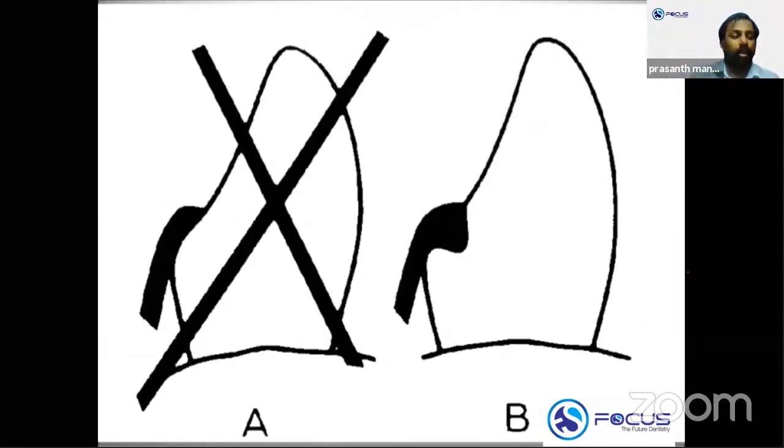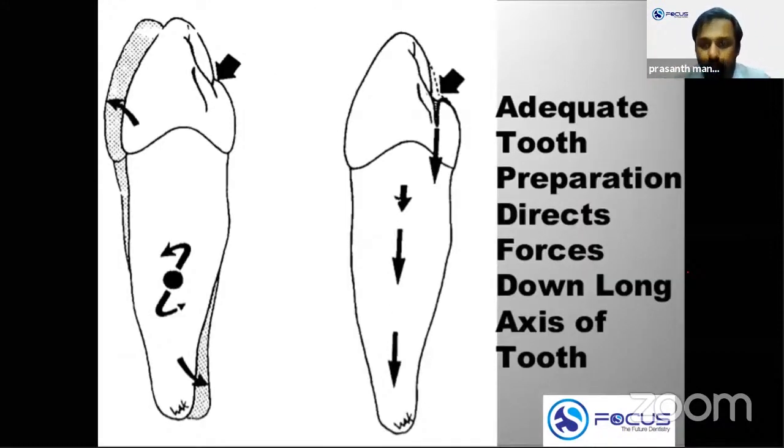And again, it should have a preparation in the lingual aspect. Otherwise, what happens? There will be lateral forces which are detrimental to the periodontal supporting structures. Also, this preparation will guide the occlusal forces along the long axis. So there should be preparation so that the forces can be guided along the long axis.